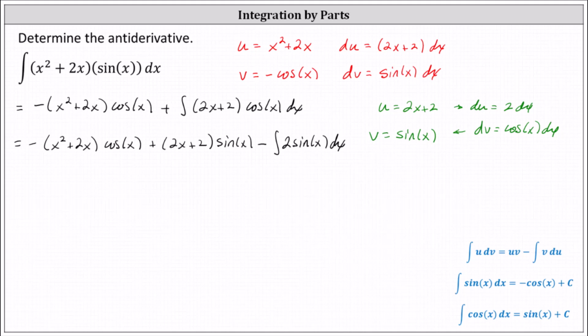And now we have a basic integral we can evaluate using a basic integration formula. So the final antiderivative is the opposite of the quantity x squared plus 2x times cosine x plus the quantity 2x plus 2 times sine x, and then minus the integral of 2 sine x dx, which is negative 2 cosine x plus c.